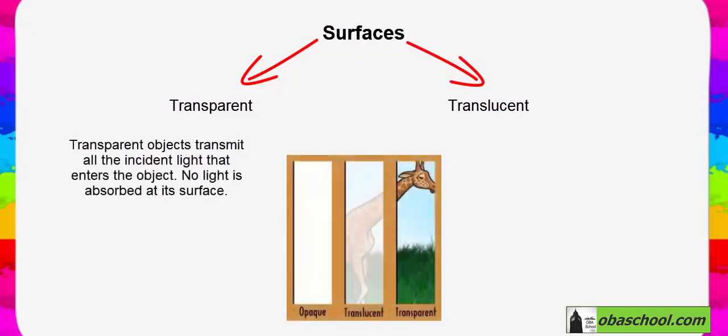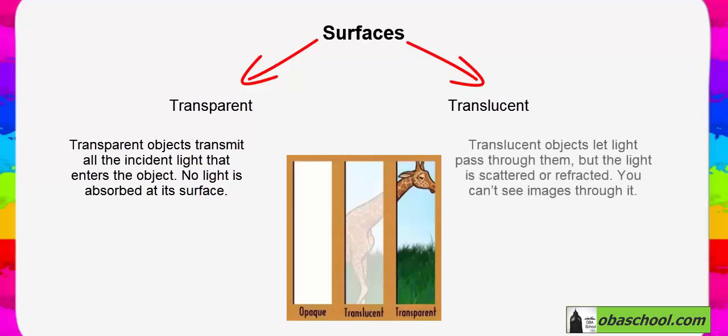Now, after this, we are able to understand the concept behind translucent and transparent objects. Transparent objects transmit all the incident light that enters the object, and no light is absorbed, while translucent objects let light pass through them, but the light is scattered or reflected so you can't see images behind them. And that's all for light and color.